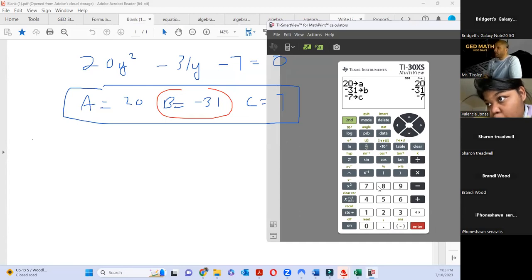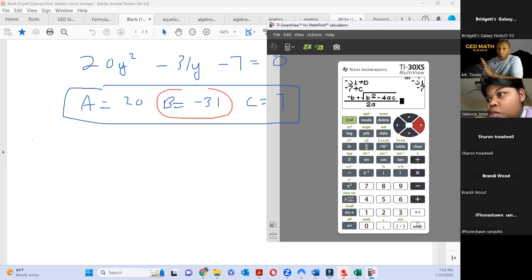quadratic formula is minus B plus or minus. I can't do plus or minus at the same time, so plus B square root of B squared minus 4AC. Now listen, all I did was learn how to put A, B, and C into my calculator and how to put the quadratic formula into my calculator. Watch this. Now, all that difficult algebraic calculation, hit enter.